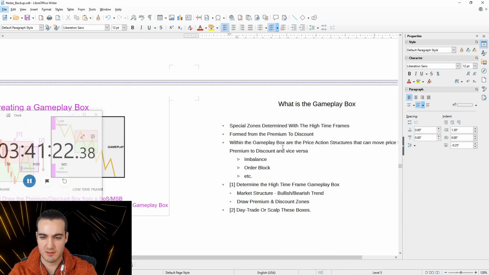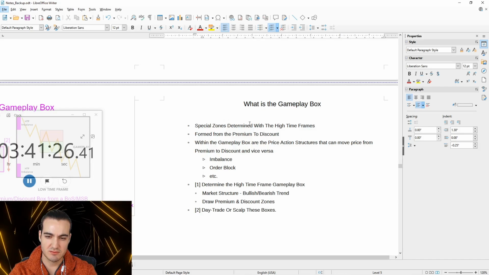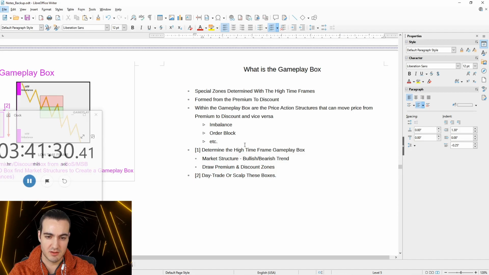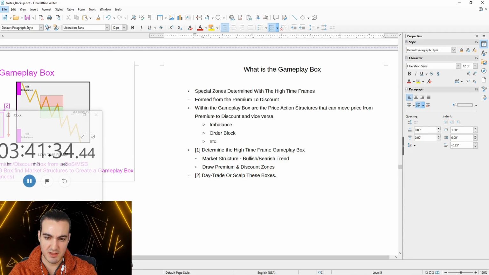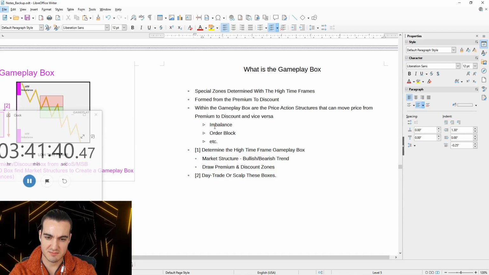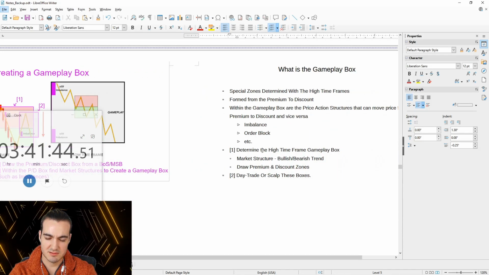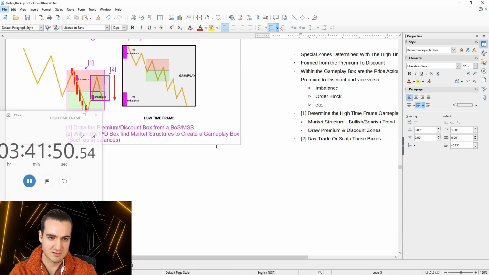The gameplay box is a special zone determined with the higher time frame. It forms from the premium to the discount. Within the gameplay box are price action structures that can move price from premium to discount and vice versa: imbalances, order blocks. Determine the high time frame gameplay box, then day trade and scalp within the box.